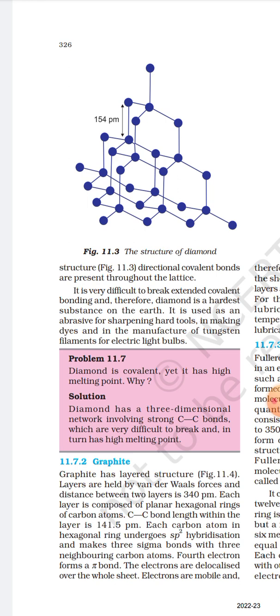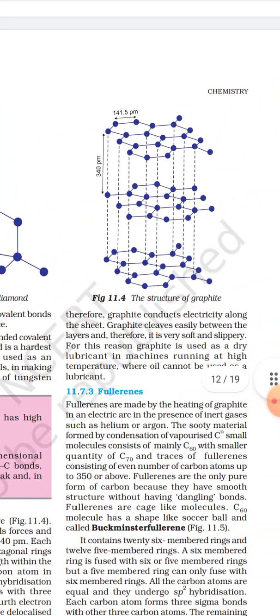Each carbon atom in the hexagonal ring undergoes sp2 hybridization and makes 3 sigma bonds with the 3 neighboring carbon atoms. The fourth electron forms a pi bond. The electrons are delocalized over the whole sheet. Electrons are mobile, and therefore graphite conducts electricity along the sheet. Graphite cleaves easily between the layers, and therefore it is very soft and slippery.